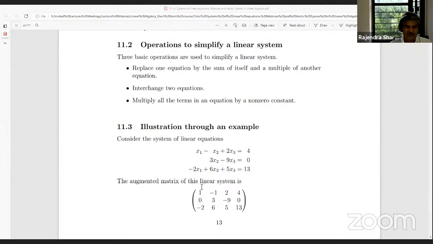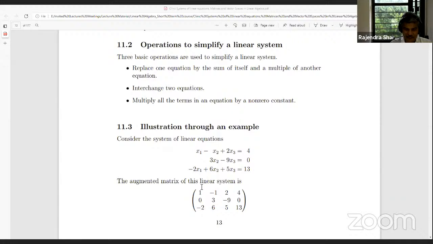Just to illustrate this through an example, let us take three equations in three variables, namely x1, x2, and x3. First equation: x1 minus x2 plus 2x3 is equal to 4. The second equation: 3x2 minus 9x3 is equal to 0. The third equation: minus 2x1 plus 6x2 plus 5x3 is 13.